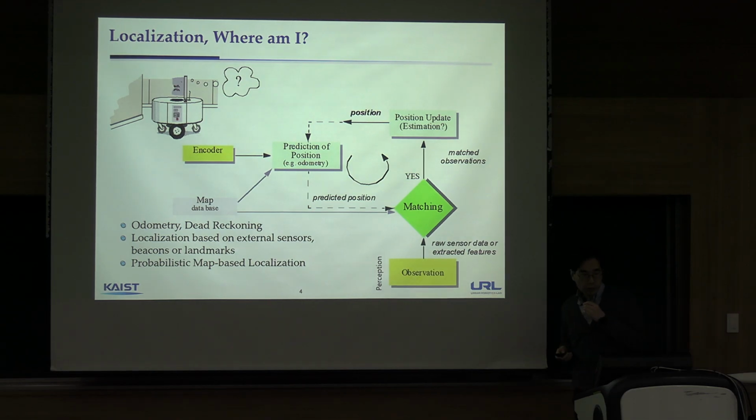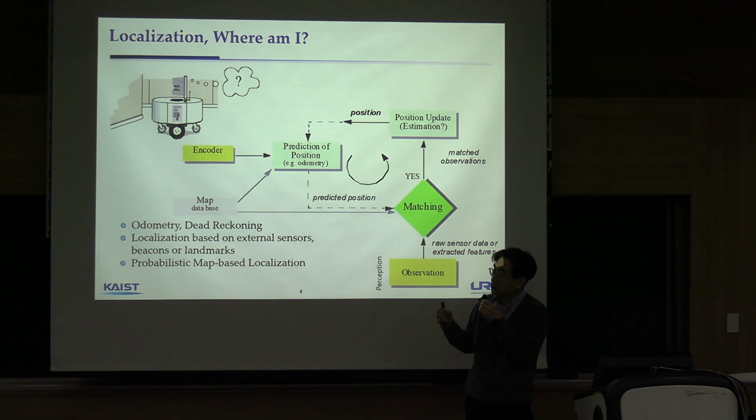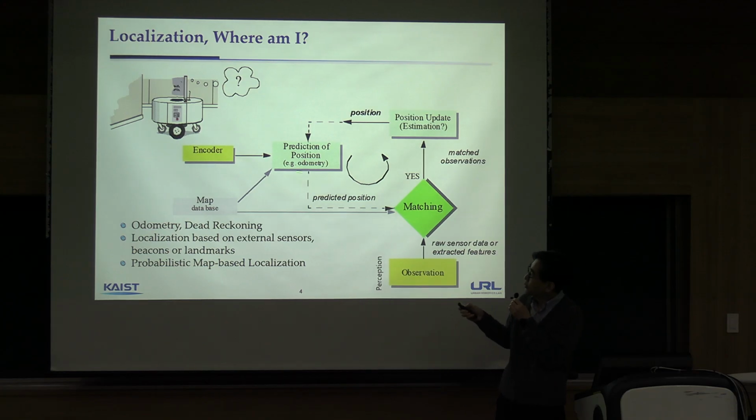And as you might already know, localization is one of the most important things we should solve in operating the robot. So this is the where am I problem, where am I? So to localize the vehicle, we usually use the odometry from, for example, if this is the wheeled robot, the robot will be utilizing the encoder to update the position of the robot. So that method is called the odometry or the dead reckoning.